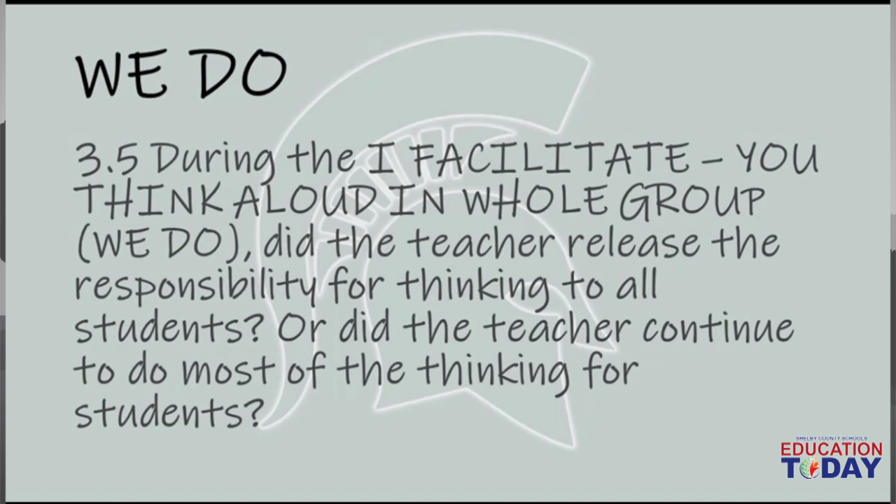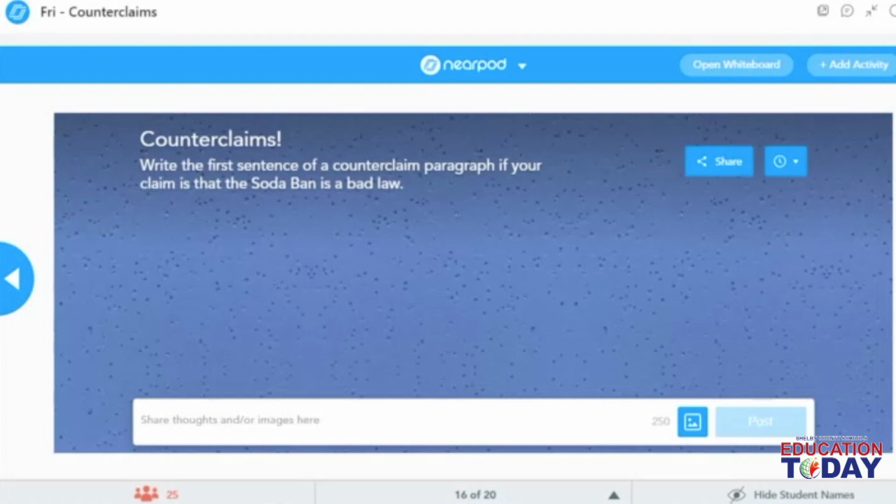Write the first sentence of a counterclaim paragraph if your claim is that the soda ban is a bad law. So we're going to take the opposite stance of what I did in mine. And as a class, we're going to come up with counterclaims for the soda ban is a bad law. So if you think soda ban is a bad law, what is something your opponents would say? Go ahead and post that. You can think back to the text.